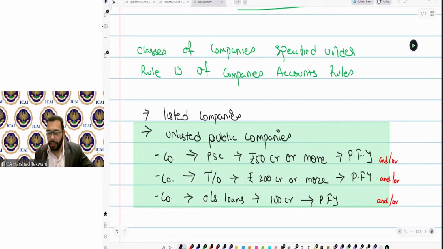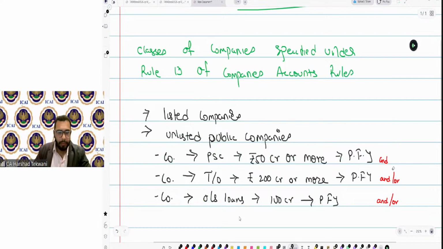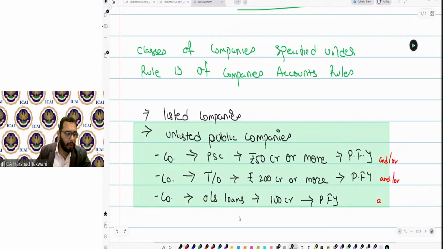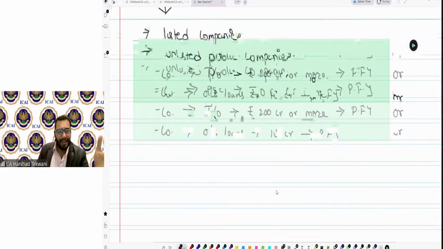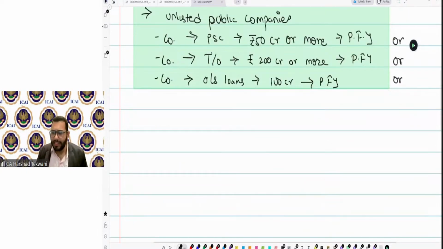Very good, Namrata. Very good, Abhishek. Yes, guys, this is not 'and'. In all the cases, it is 'or': this one, or this one, or this one. If any one condition is satisfied, the company will fall under the purview of Rule 13. So every listed company, and every unlisted public company satisfying these conditions.